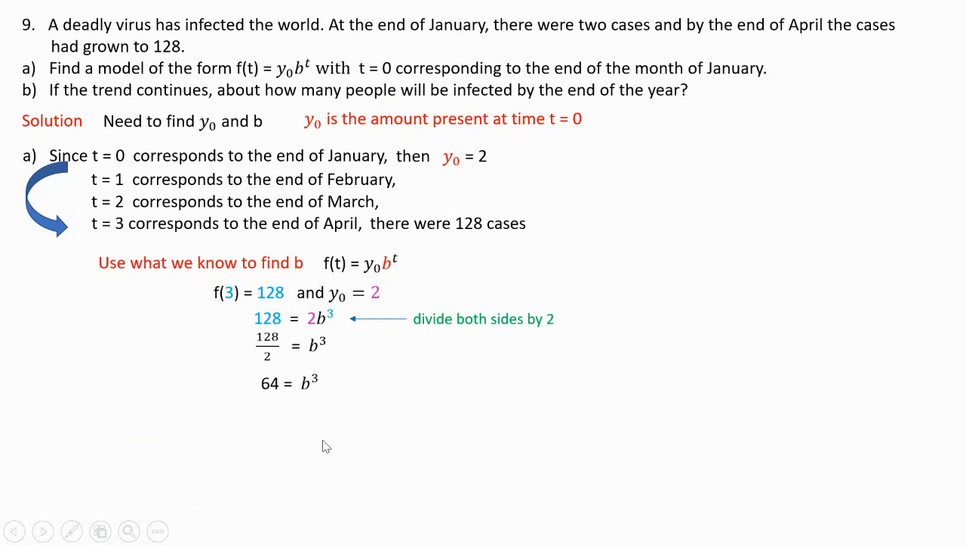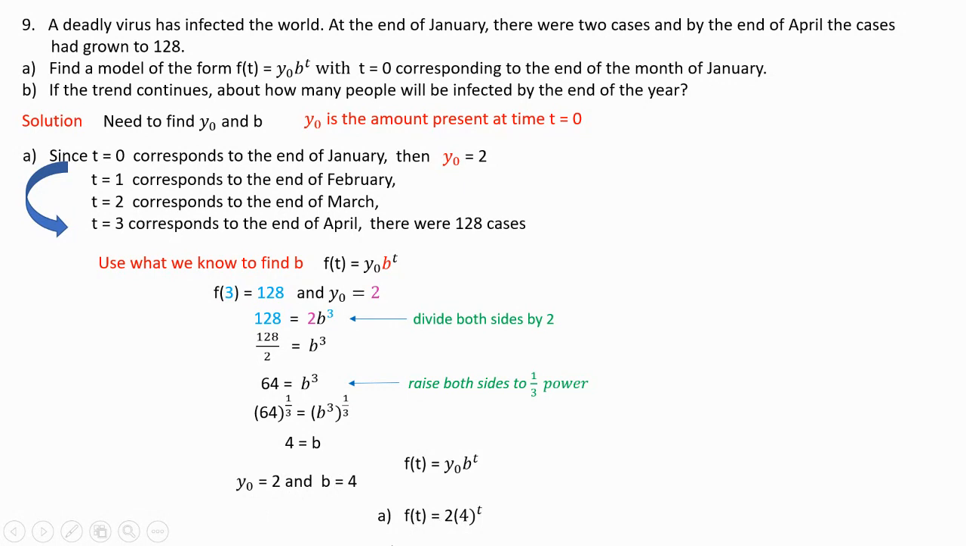They give us 64. Now we're going to raise it to the 1/3 power both sides. That way this will cancel, so they'll be equal to 1, so b to the 1st power will just be b, and 64 to the 1/3 power is 4, because this means what's the cube root of 64 is 4, and 4 to the 1st power is 4. Or if you want, you can plug this into the calculator. Anyway, b is 4. So I found my y naught and I found my b, so let's plug them in there, right? So this is the answer for A.